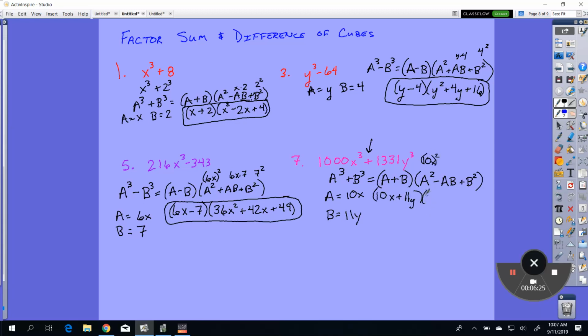What is 10x, quantity squared? What's 10 times 10 is 100, so 100x squared. A times b. Yeah, so 10 times 11 is 110. So negative 110xy. And b squared, that's 11 times 11 is 121 y squared. So 121 y squared.